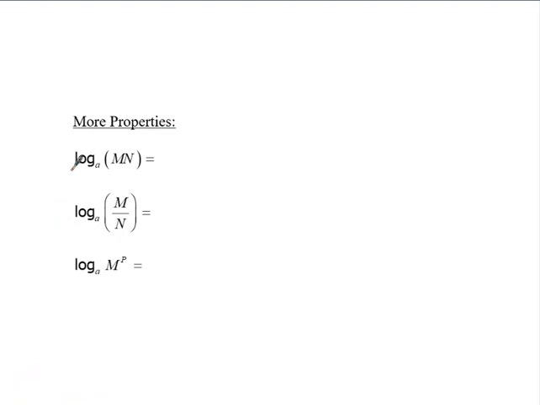the first one is called the product property because you have log of a product. So log base a of m times n is equivalent to log base a of m plus log base a of n. And this comes from the laws of exponents, where if you are multiplying two exponentials with the same base, you add the exponents.